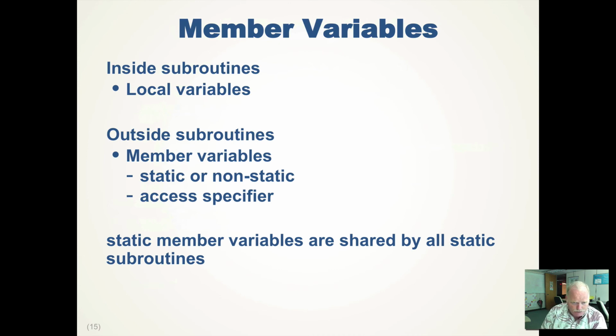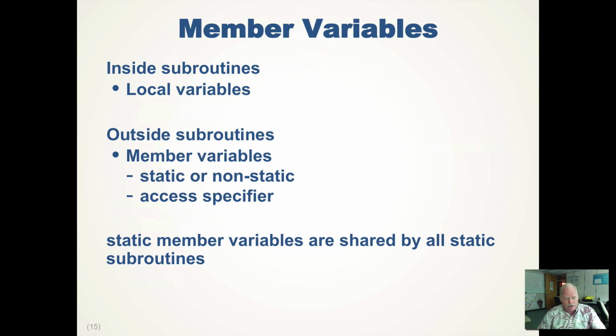Again, these member variables are variables that are visible to everything in the class. They can be static, which means they're associated with the class, or they're non-static, and again, we're going to talk about that next chapter. They also have an access specifier, so we could make them public, which makes them visible to everybody, or we can make them private, so they're only available to this class. So static member variables are shared by all static subroutines.